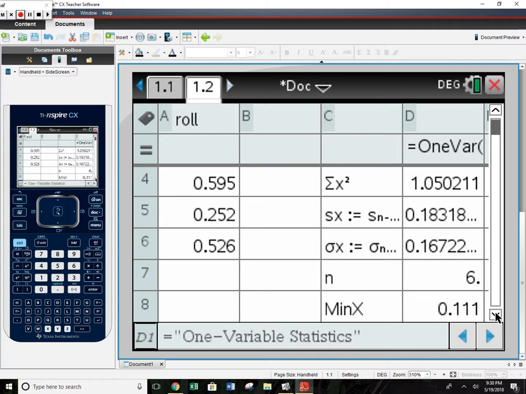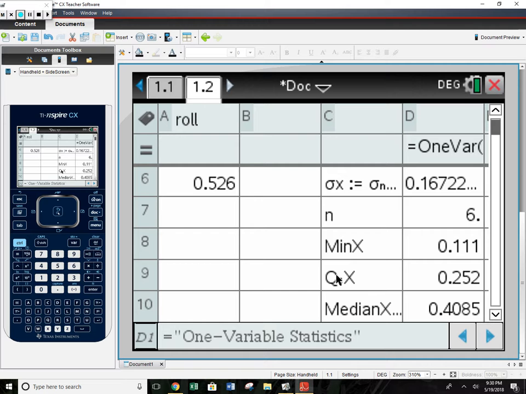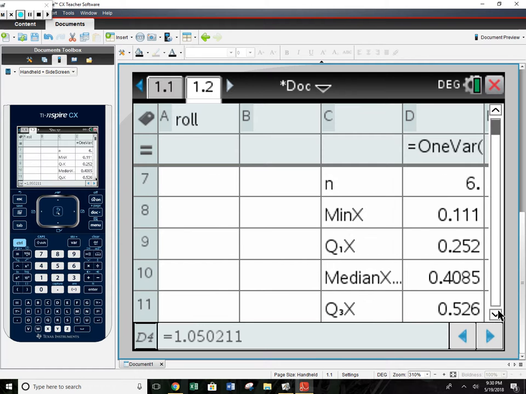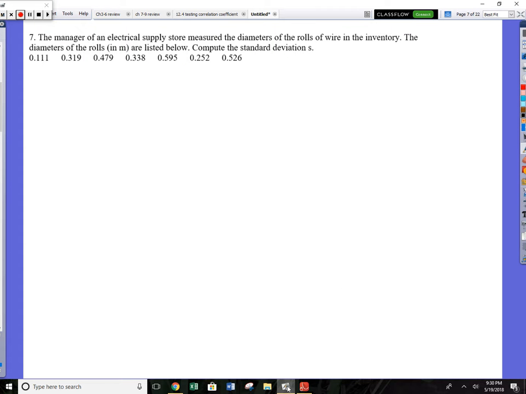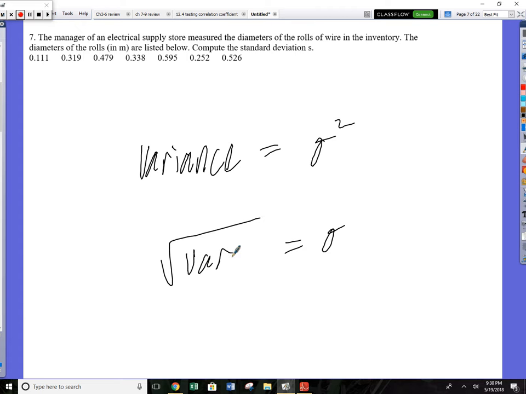Again, there are 6 entries. The min. Okay, quartile 1, that's the first 25%. Median is quartile 2. And then we've got quartile 3, the max. Okay, so there's all your information, and then it might be handy to have this in your notes. Variance, sometimes we talk about variance. I think they put this on a test. Variance, all you do is take sigma and square it. So sigma is the square root of the variance. So if you know sigma, just square it, and that is your variance.